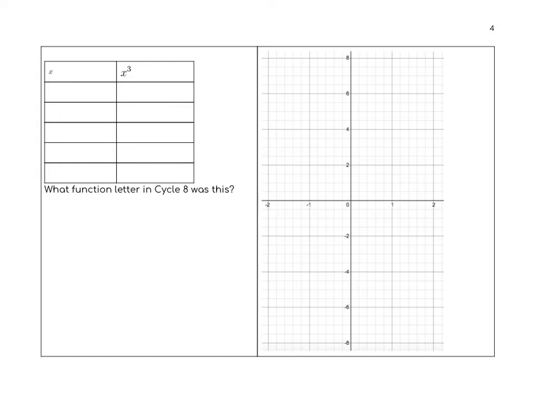Next up, we've got x cubed. I think we're going to be pretty good on this one to just use our standard -2, -1, 0, 1, 2. And then we got -8, -1, 0, 1, 8. So that gives me something like that. We've got 1, 1, 2, 8, -1, -1, and -2, -8. Nice points going like that.